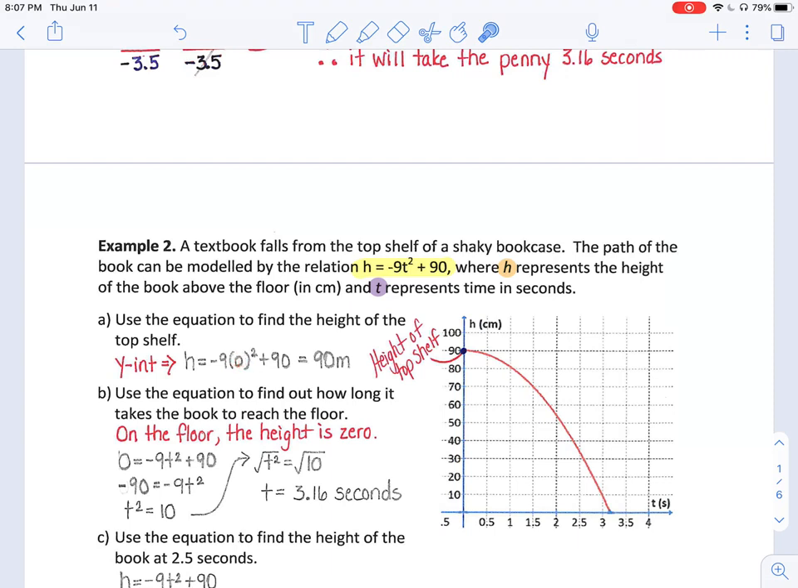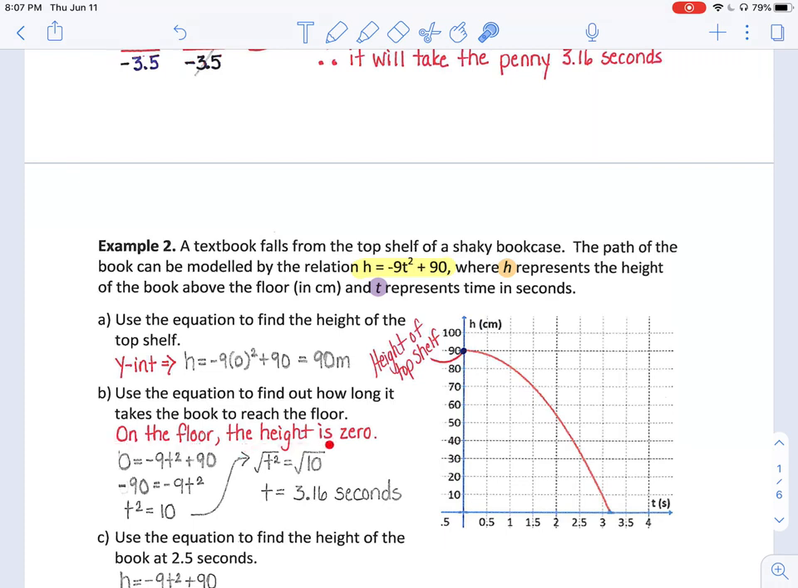So we basically plug 0 in, and we can find that the top height of the shelf is 90 meters. Right? It's also indicated here because it's written in standard form for us. Use the equation to find out how long it takes the book to reach the floor. Okay, so how long does it take for it to get down to the ground?